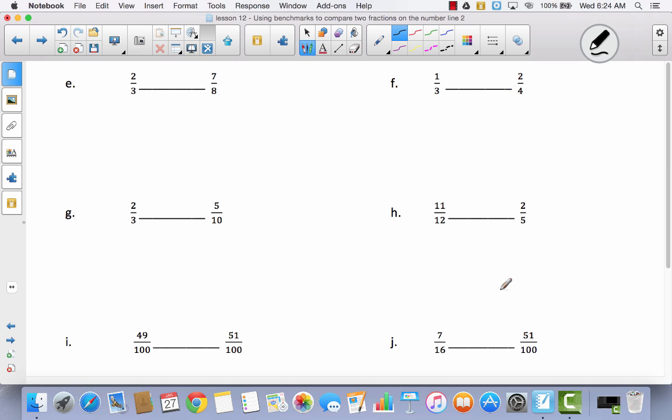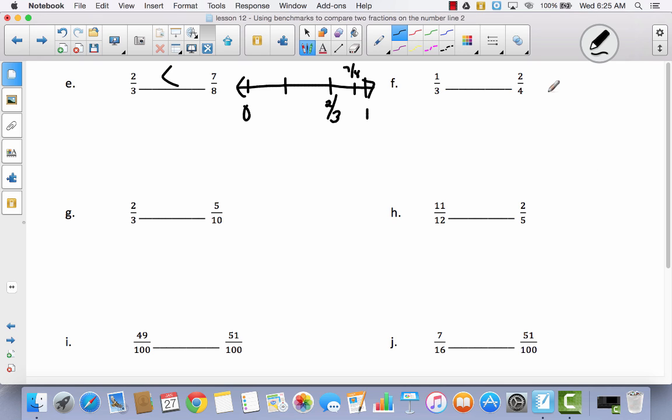All right, so now I have 2/3 and 7/8. So this time, I'm just going to partition it into thirds like this. So I've got 1/3 and 2/3. So this is my 2/3. Now let's think about 7/8 for a minute. How much does it take to make a whole in eighths? It takes 8/8. So that means that 7/8 is only 1/8 away from being a whole. So I know it's going to be really close to 1. So I don't have to divide this whole line into eighths to understand that 7/8 is close to 1 whole. So 2/3 has to be less than 7/8.